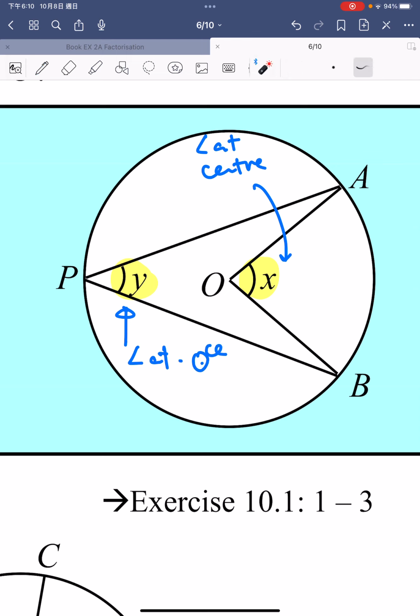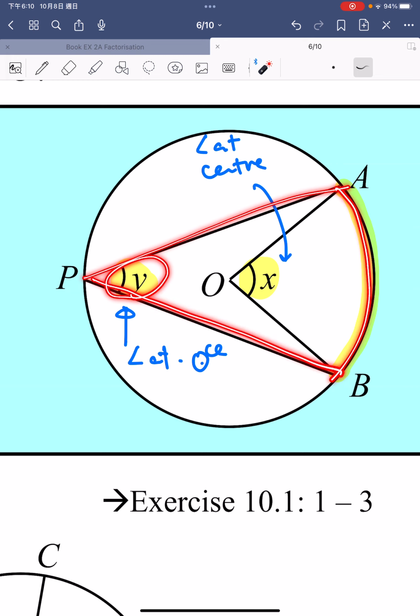If we look clearly, angle x is watching this arc AB, isn't it? And angle y is watching the same arc as well. If there are two angles in a circle watching the same arc, then there is a relationship between them: the angle at the center is twice the angle at the circumference. So we have the larger angle at the center.